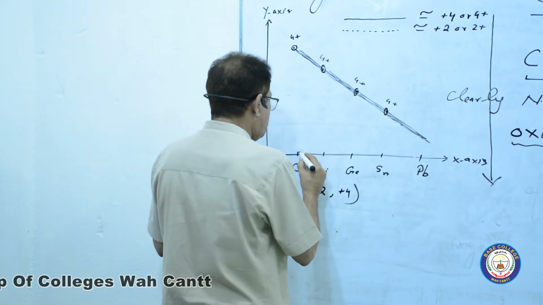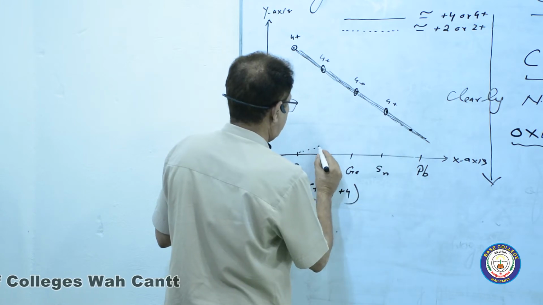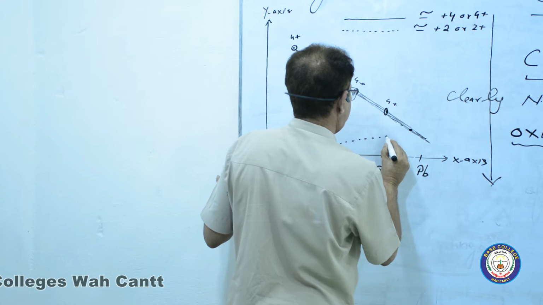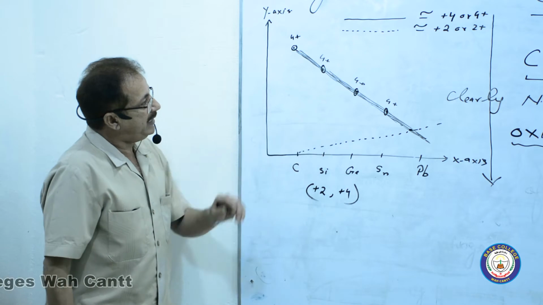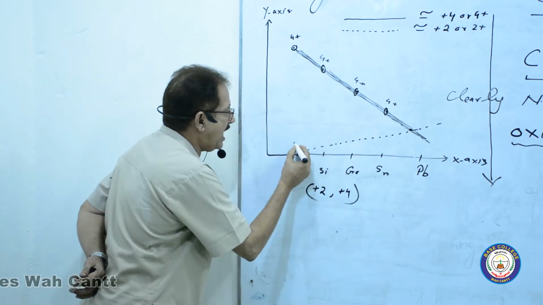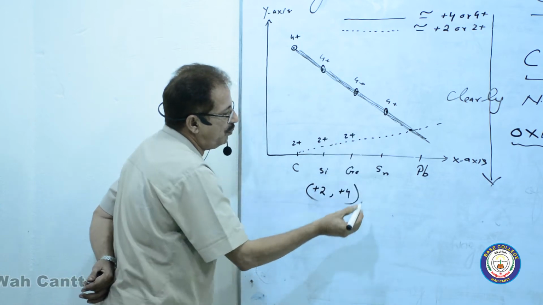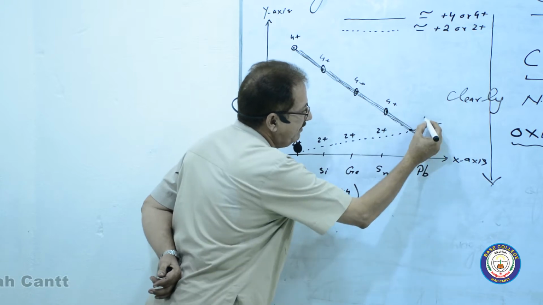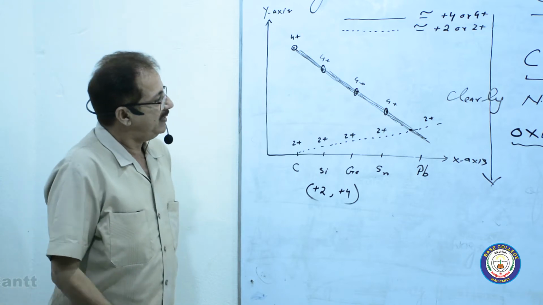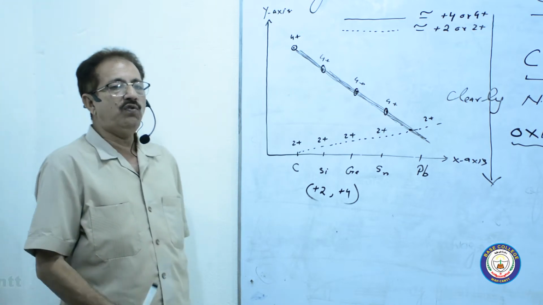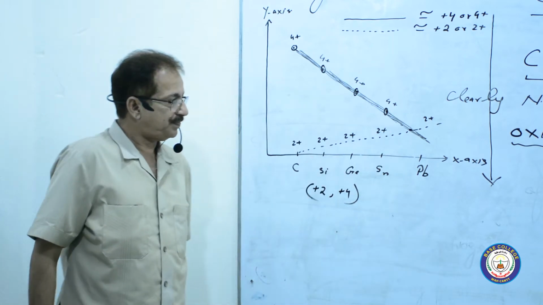Now, from carbon to lead, this is the dotted line. Now this dotted line indicates carbon 2 positive, silicon 2 positive, germanium 2 positive, Sn 2 positive, and lead 2 positive. These are the representation of the oxidation states with solid as well as dotted lines.